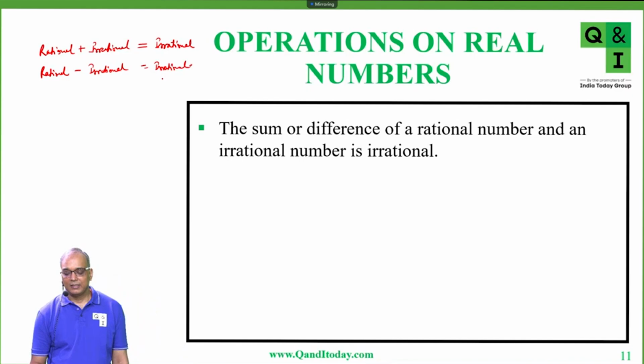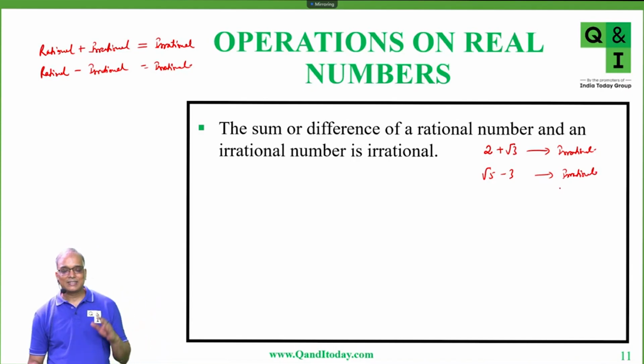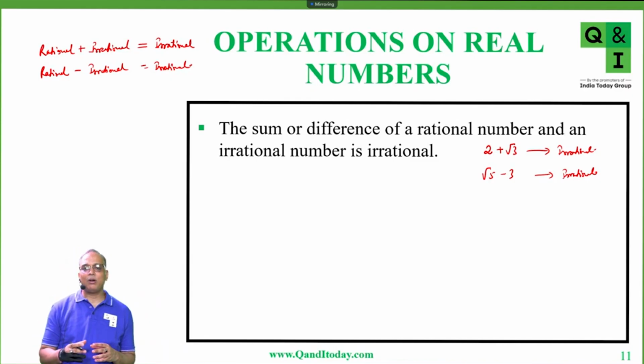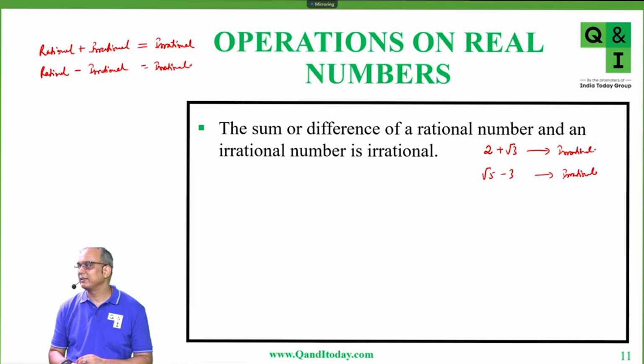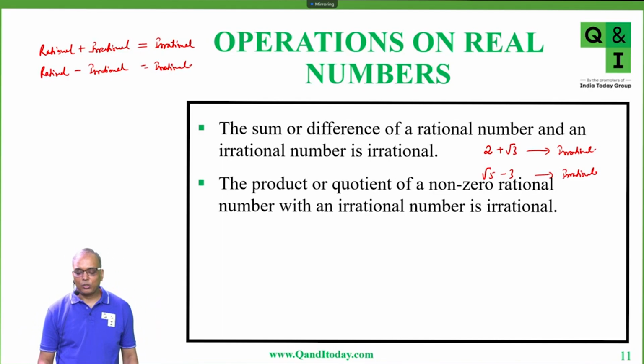That means, let's say we have a rational 2 plus root 3. This will be irrational. Similarly, root 5 minus 3. This again will be irrational. Why? Because the sum of a rational and irrational will be irrational. Similarly, the difference of an irrational with a rational number will also be an irrational number. Correct?